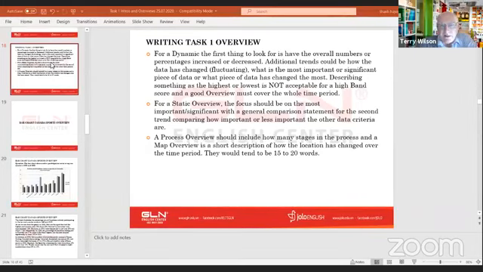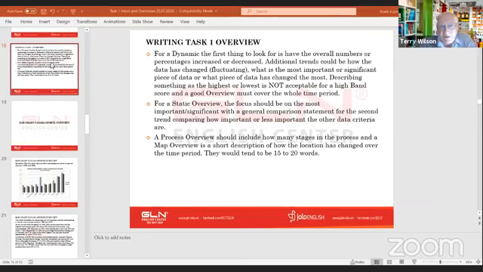Additional trends could be how the data has changed, fluctuating. What is the most important or significant piece of data? Or what piece of data has changed the most? Describing something of the highest or lowest is not acceptable for a high band score. And a good overview must cover the whole time period.